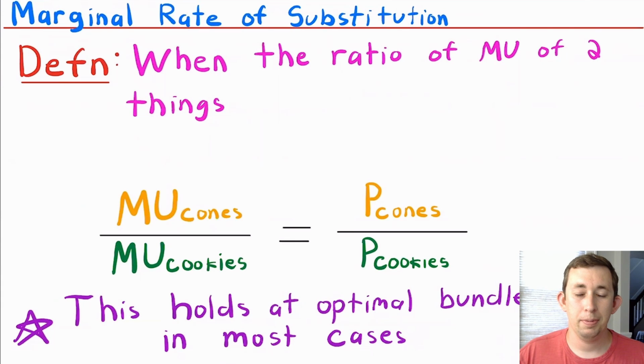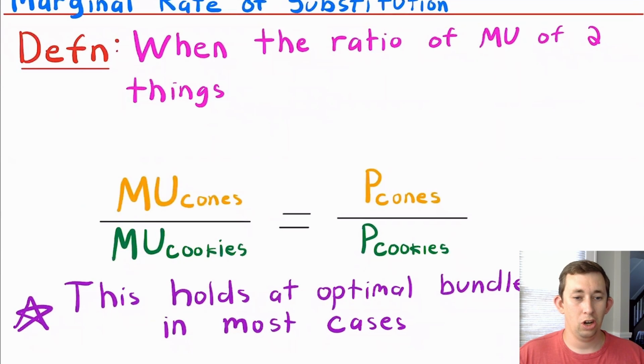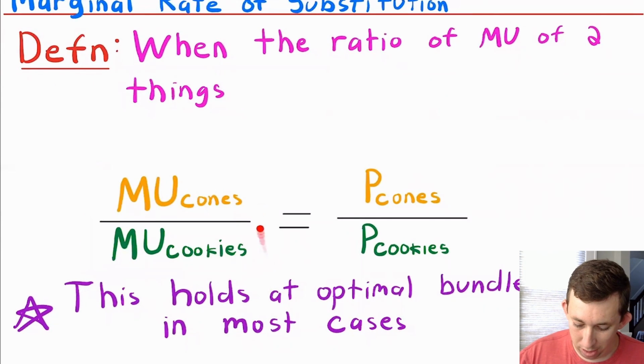Something we often talk about when we talk about marginal utility is the marginal rate of substitution. All the marginal rate of substitution is the ratio of marginal utilities between two goods. So here, maybe our two goods are cookies and ice cream cones. So this part right here, this is the marginal rate of substitution between cones and cookies. It's the marginal utility of cones over the marginal utility of cookies.